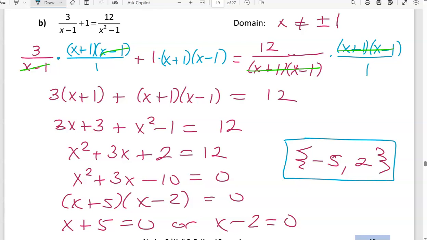Multiplying through by that and moving all terms to one side of the equation before we factor, we get two solutions of negative 5 and 2. Neither of those solutions conflicts with the domain, so there are no extraneous solutions and both solutions are fair game.